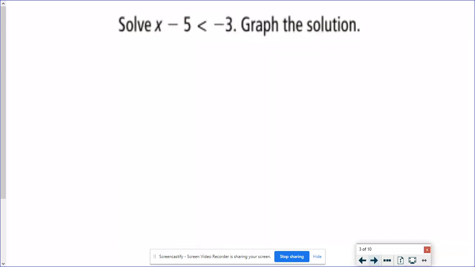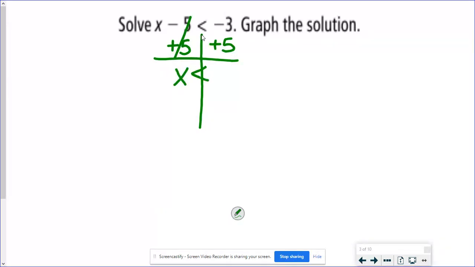This problem is very similar. When I'm solving this, I want to get rid of the subtracting 5 so I can get the x by itself. So I would have to add 5. And I'll have x is now less than 2.